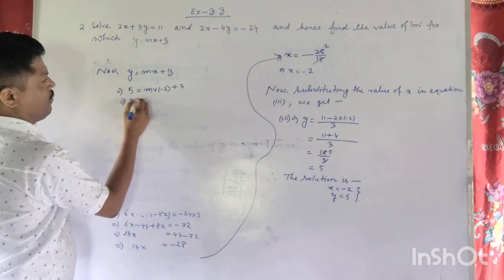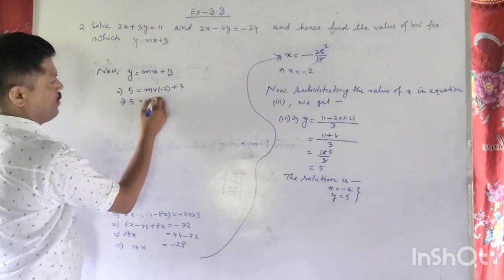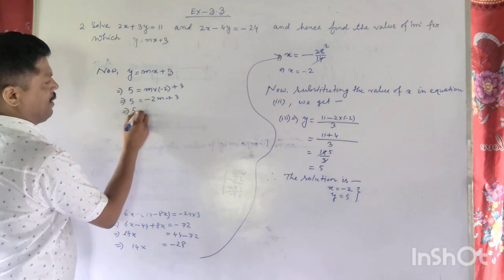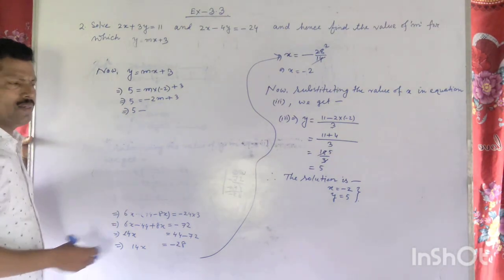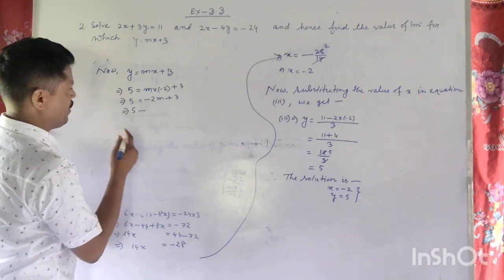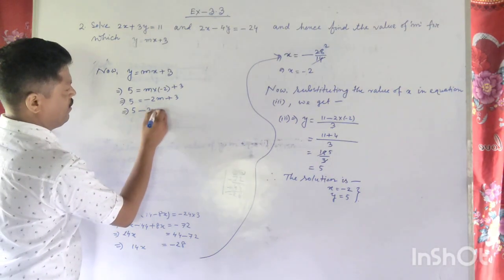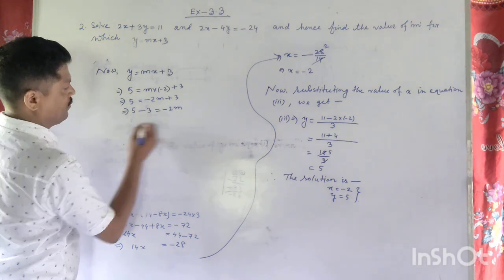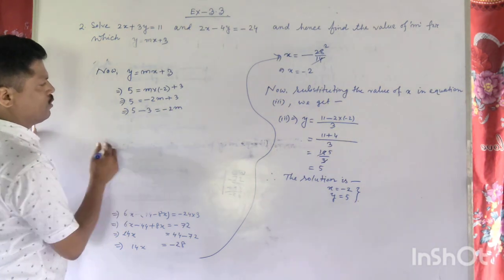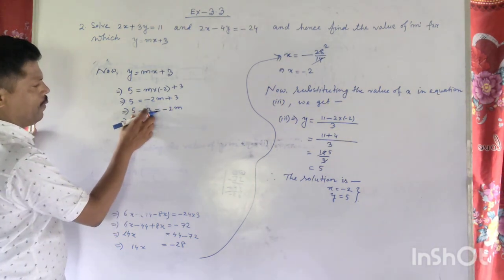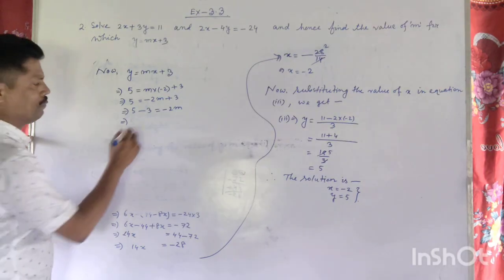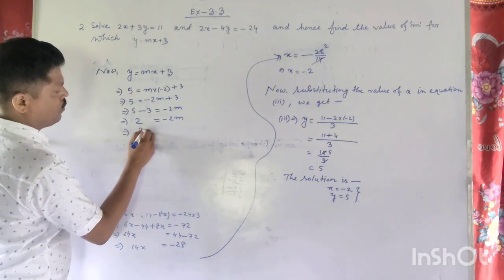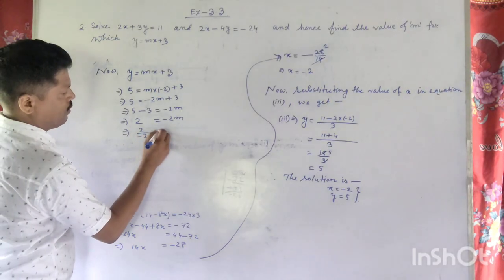Then 5 is equal to minus 2 into m, 2m plus 3. Then 5 minus 3 is positive in right hand side, it will transfer to left hand side with negative sign, then it will be minus 3. Then minus 2m equal to minus 2m. Now see here, 5 minus 3, that is 2, is equal to minus 2m. Now 2 divided by minus 2 is equal to what? M.